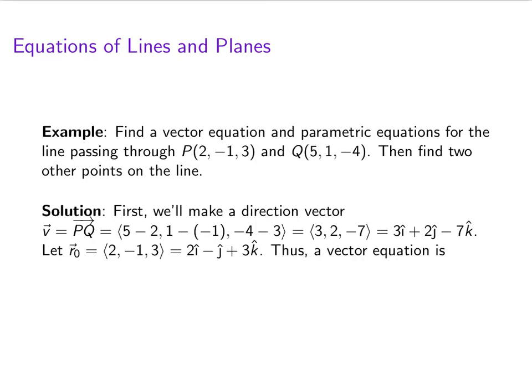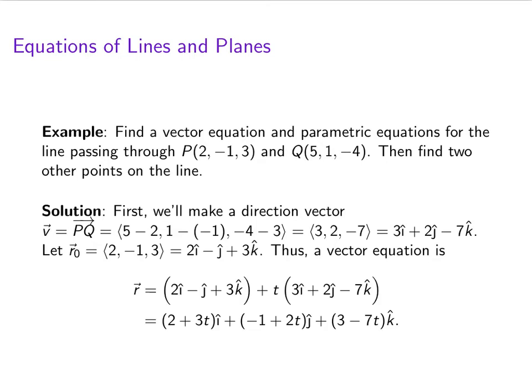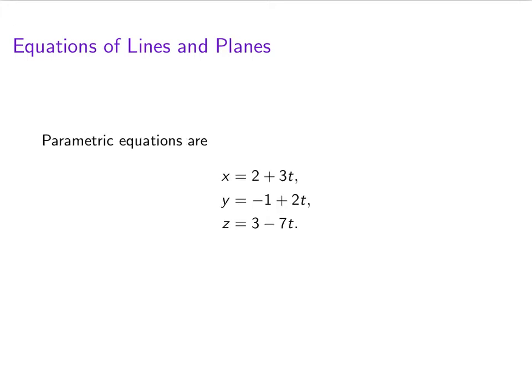So we can write down a vector equation, and it looks like this. So now we get these vector equations. R is equal to R0 plus t times the vector V. If you want to write it in component form, it looks like this. So the parametric equations are x equals 2 plus 3t, y equals -1 plus 2t, and z equals 3 minus 7t.